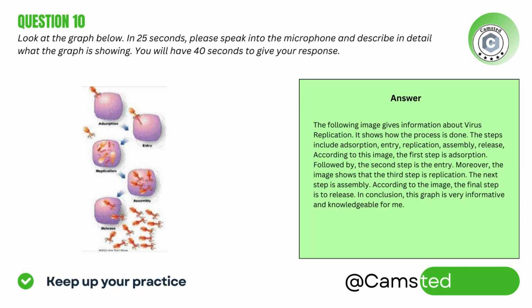The following image gives information about virus replication. It shows how the process is done. The steps include adsorption, entry, replication, assembly, release. According to this image, the first step is adsorption, followed by the second step, which is the entry.